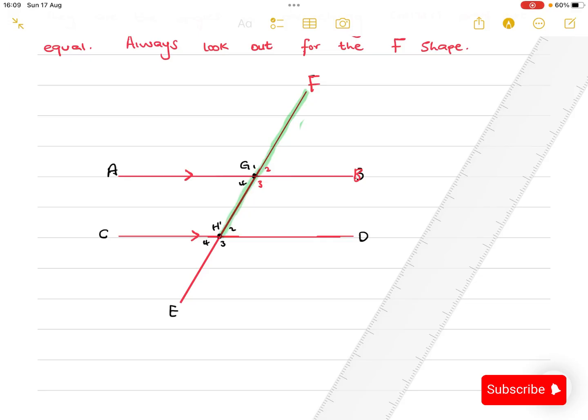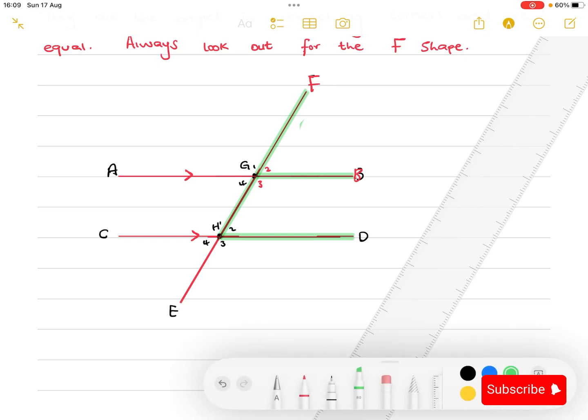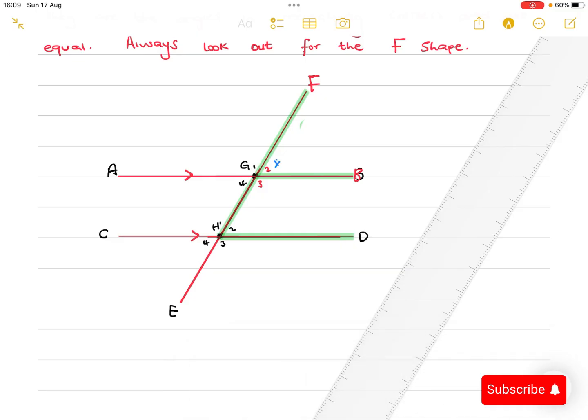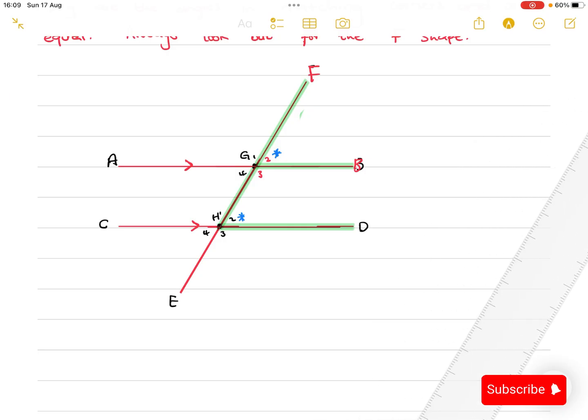Okay, F shape. So you see this one is an F shape, but it's just that my F is slipping, so it looks like a T. So if you look carefully here, this is what we are referring to. Here is an angle, this angle of which is G2 and this angle of which is H2. We said these angles are corresponding, and we say corresponding angles are equal.